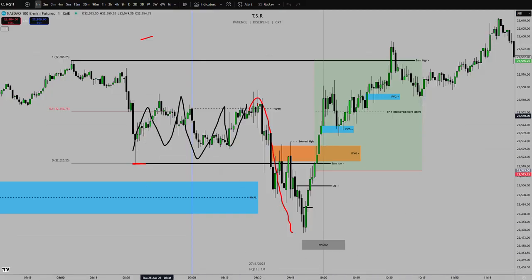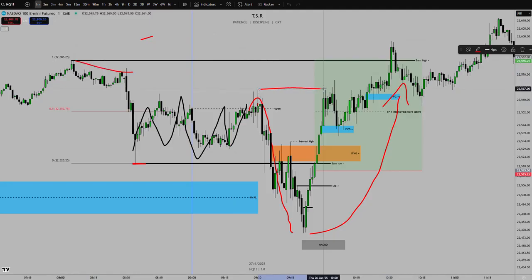Distribution, accumulation, manipulation, distribution to the upside. Where should we distribute to? Relative equal highs, internal high. Relative equal highs align with what? 8 a.m. highs. That's the opposing level that you're targeting. And that was my target.